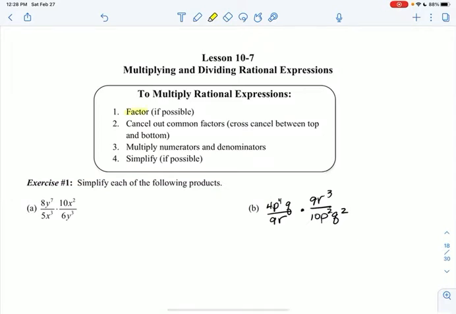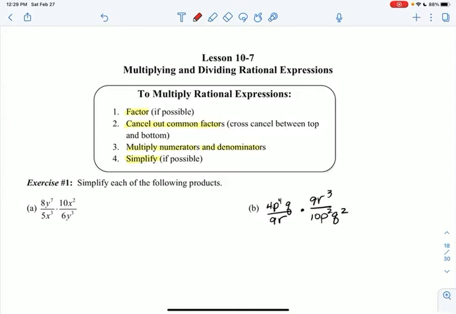So we're going to do lots of factoring here, and you have to be good at it, which is why we practiced it earlier. Then you want to cancel out any common factors. You can even cross-cancel, meaning the top of one fraction and the bottom of another fraction. And then you're just going to multiply the numerators and the denominators, and then you do have to check if you can simplify at the end. So let's try a few. We'll just try some monomials first, so those are a little bit easier.